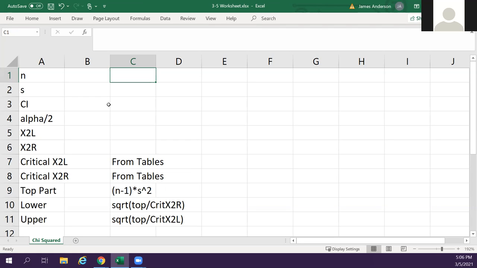So on an example where we have a 98% confidence interval, 0.98 here, 98 here, and a sample size of 21, and an S of 0.24, we need to find all this. Oh, easy to read one over.